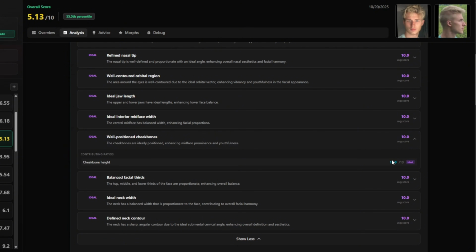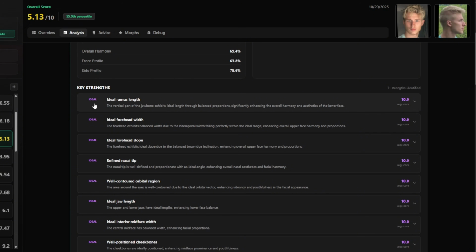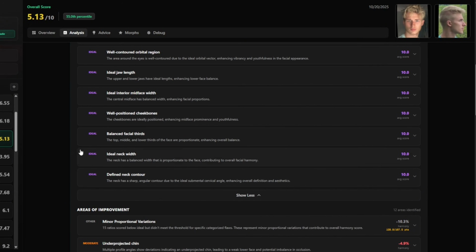He seems to have higher set cheekbones, 10 out of 10 here. Some of the strengths don't have to always be ideal. Ideal represents the 10 out of 10, a perfect score here. But even if you stray a little bit outside of ideal, it can still be a strength, and it'll be represented as a good value, which we'll see in the other faces.